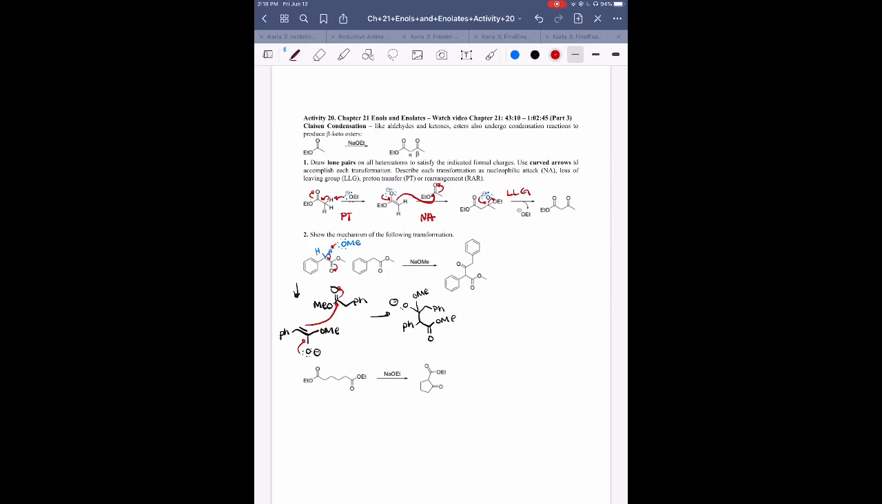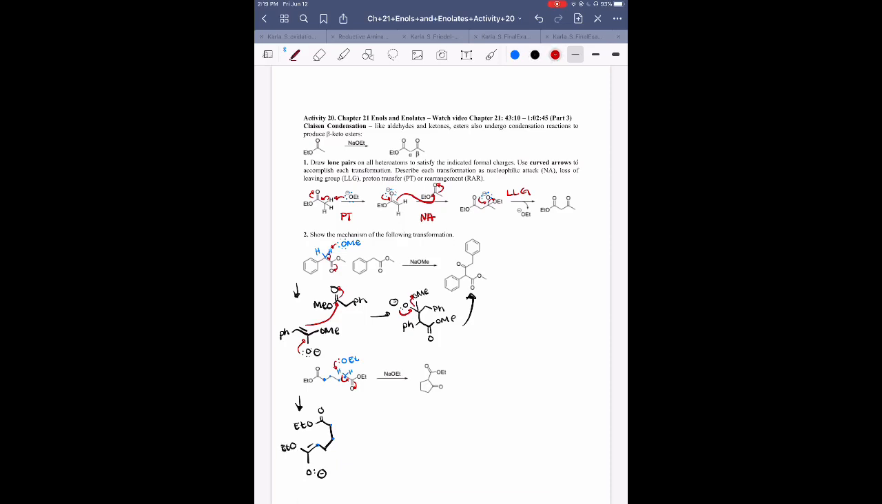And number two, we're going to also show the mechanism of the following transformations. So we're going to do exactly the same thing as we did in number one. So we're going to have to do our proton transfer and nucleophilic attack and our loss of leaving group. So we know that the methoxide is going to attack the alpha proton to create the double bond, and then the oxygen is going to come back down. And then we're going to do the nucleophilic attack, where the oxygen is going to collapse back down, and then our double bond is going to attack the carbon on the carbonyl atom, and then it's going to create a good leaving group for the methoxide to leave.